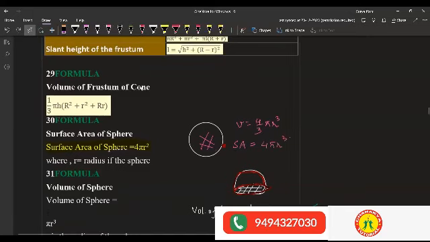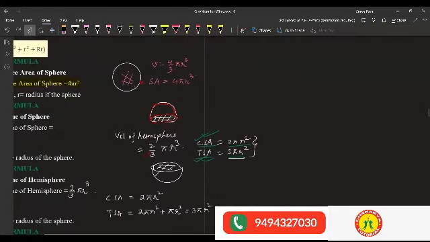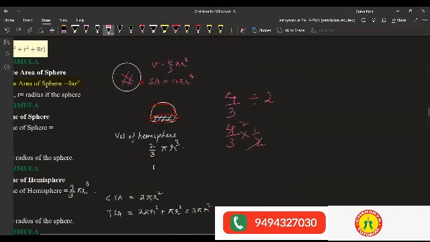If you see the hemisphere over here, the hemisphere is just half of the sphere. If a sphere is 4 by 3 pi r cube, 4 by 3 divided by 2 is 2 by 3, right? See how 2 by 3 is coming over here? 4 by 3 divided by 2, if you do, what will you get? 4 by 3 into 1 by 2. So 2 2s are 4. So the answer will come 2 by 3. That's why volume of hemisphere is 2 by 3 pi r cube.